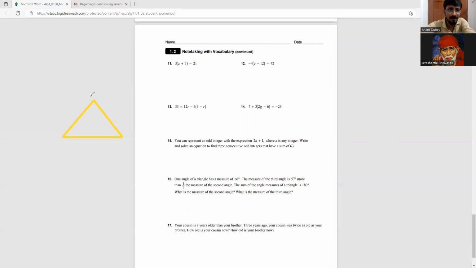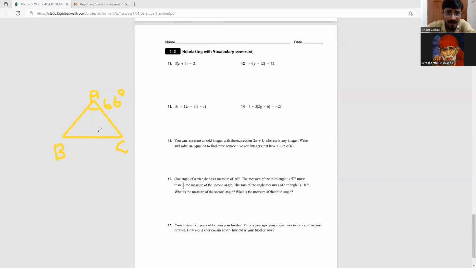Suppose this is A, another is B, and the third one is C. So one angle is given, that is 66 degrees. Now, what is the second statement? They are saying the measure of the third angle is 57 degrees more than half the measure of the second angle. Suppose B is my second angle and C is the third angle. So what are they saying?